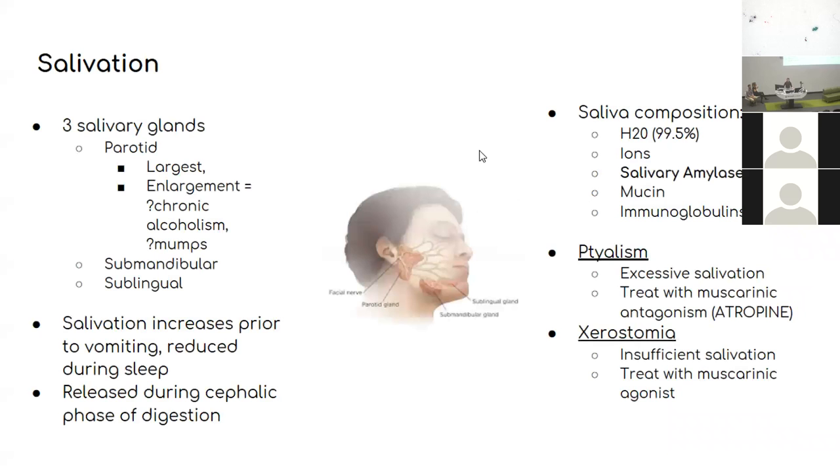All right, so nothing really to know about the mouth. Just know the three salivary glands, that the parotid's the largest, and you've got some clinical findings, so chronic alcoholism, it can be enlarged, and mumps as well. Then when you've got excess salivation, you can treat it with muscarinic antagonists, so basically you're antagonizing the parasympathetic, the rest and digest function. And then this one is when you've got insufficient salivation and you're going to do the opposite. You're going to try and enhance the parasympathetic function by giving a muscarinic agonist.